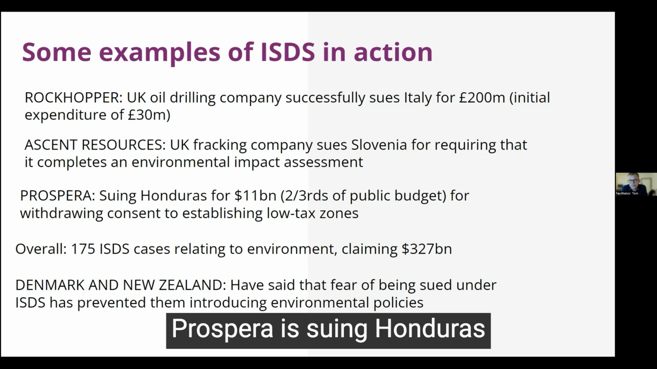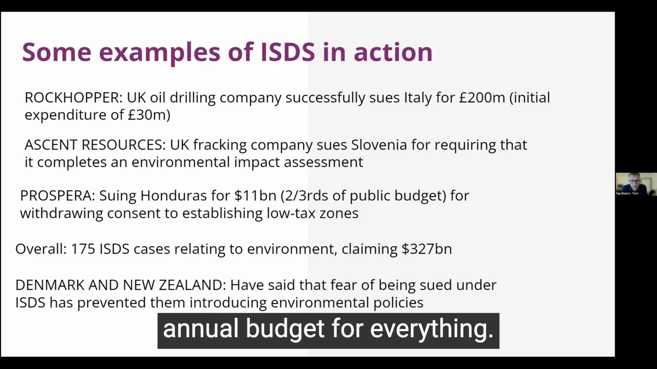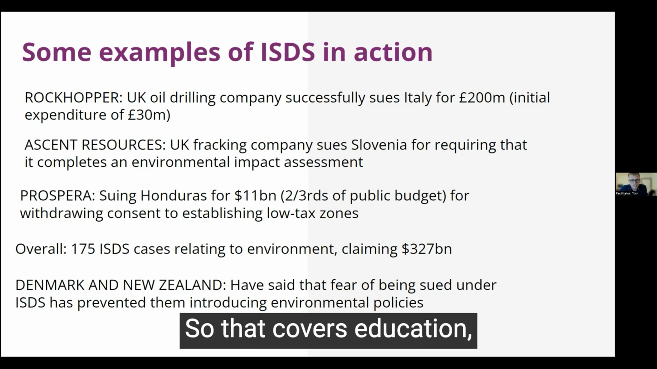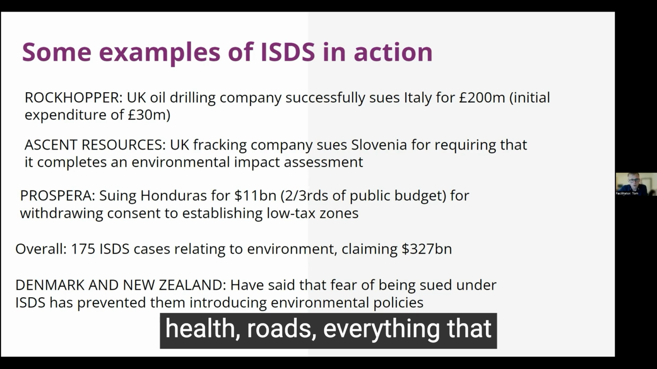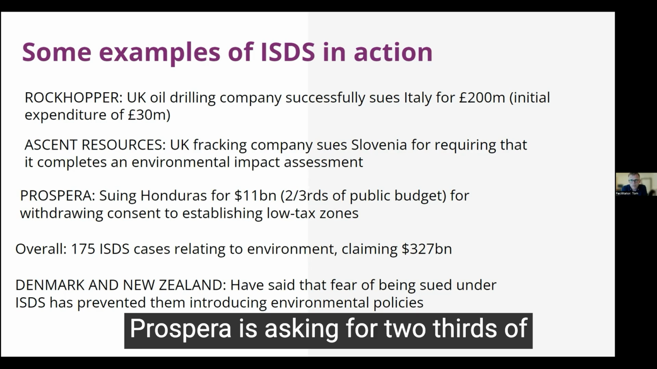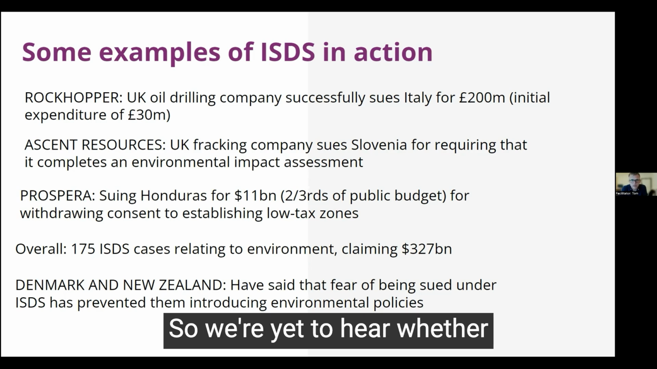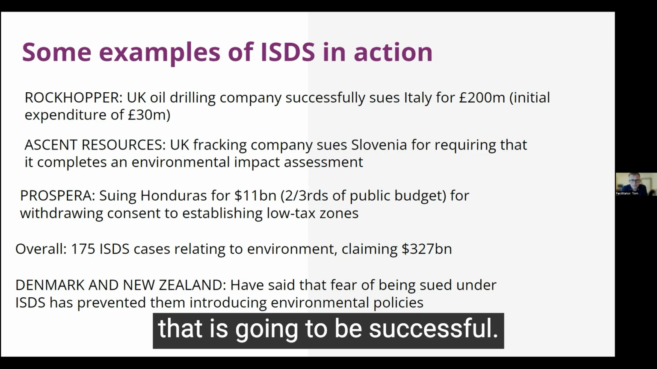Prospera is suing Honduras for $11 billion, which is two thirds of Honduras's annual budget for everything. So that covers education, health, roads, everything that Honduras spends in a year. Prospera is asking for two thirds of that, which Honduras will not be able to afford, and that case is ongoing. So we're yet to hear whether that is going to be successful.